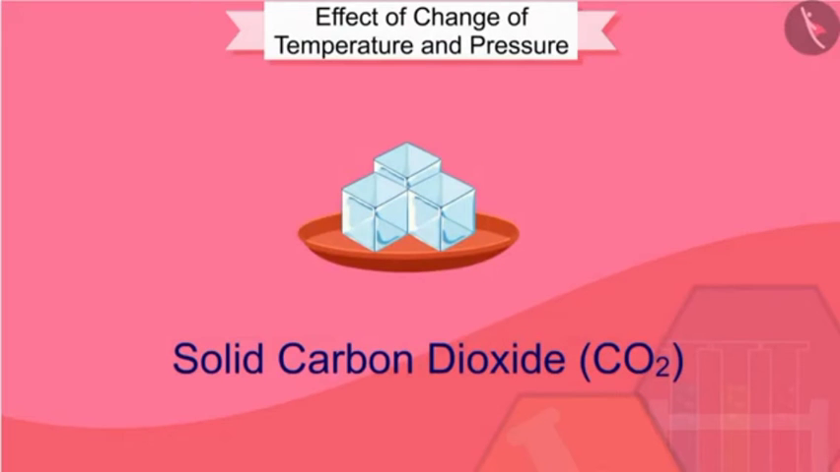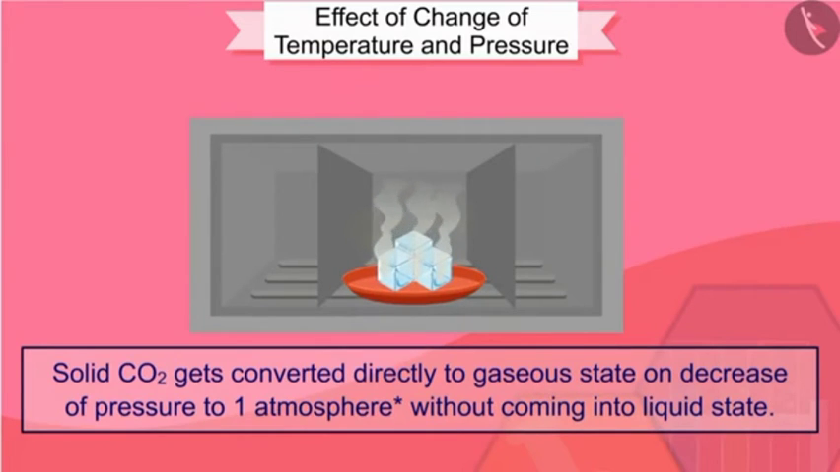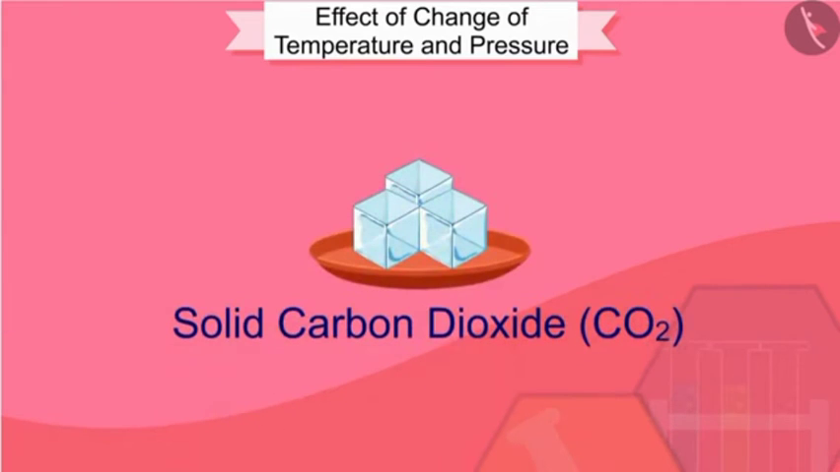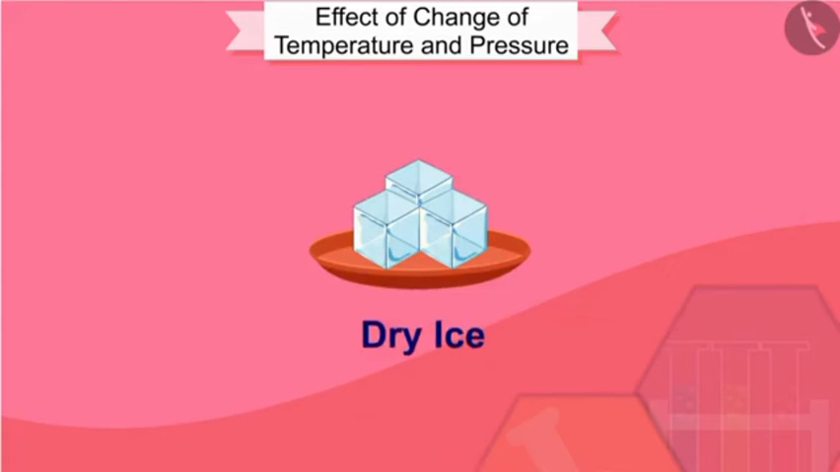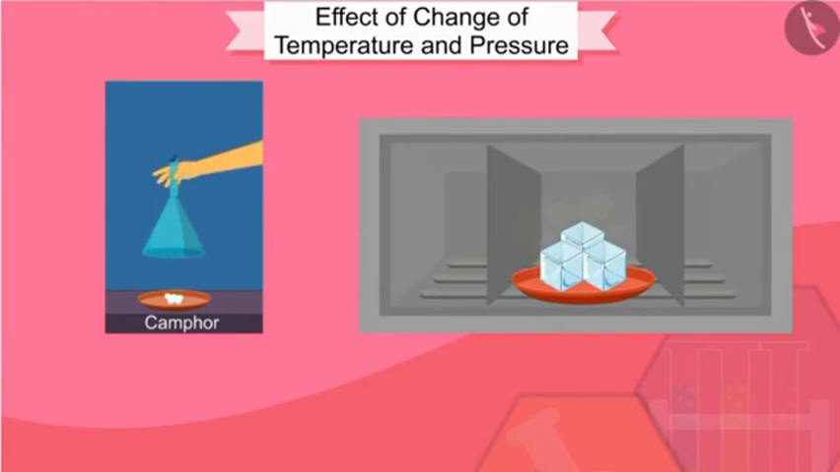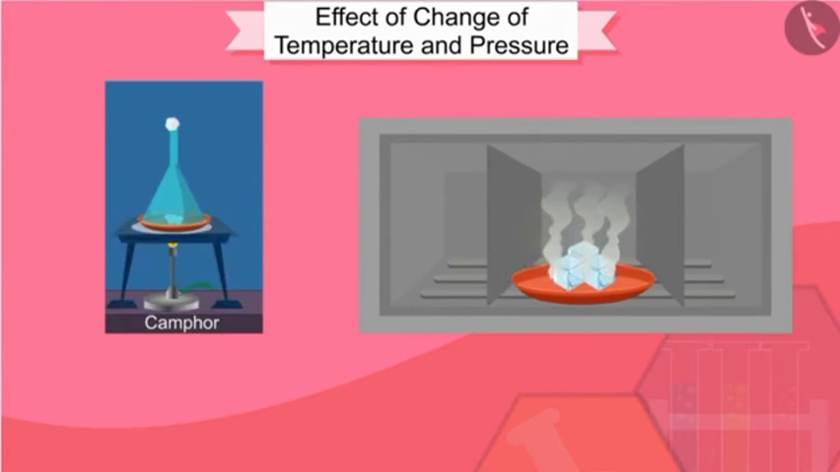Have you heard of solid carbon dioxide, CO2? It is stored under high pressure. Solid CO2 gets converted directly to gaseous state on decrease of pressure to 1 atmosphere without coming into liquid state. This is the reason that solid carbon dioxide is also known as dry ice. Thus, we can say that pressure and temperature determine the state of a substance, whether it will be solid, liquid, or gas.